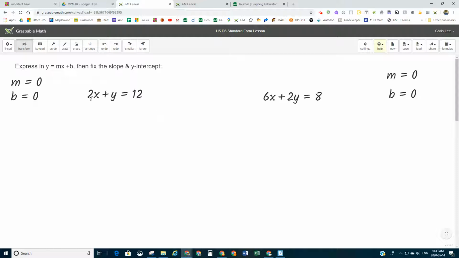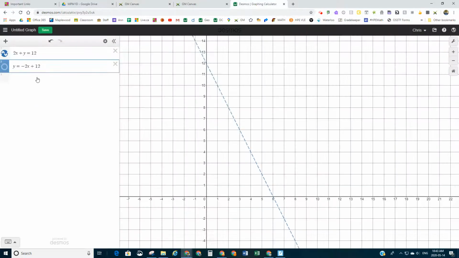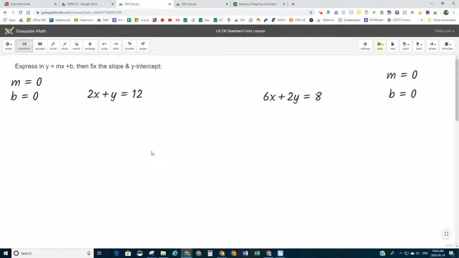All right, so let's look at that first example: 2x plus y equals 12. I know what it turns into from Desmos, but could we do it without Desmos? Well, in order to put it in y equals mx plus b form, we need the y by itself, which means we have to get rid of this 2x. To get rid of it, we have to do the opposite operation, the inverse operation.